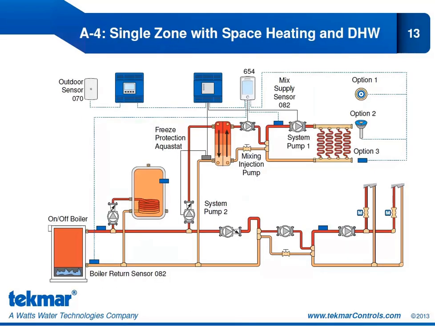Application 4 shows the 654 as part of a larger control solution. So here, if we look at the overall system, we are doing some space heating and some domestic hot water in addition to our snowmelt. We have our 654 that's connected to a wiring center, and the wiring center in turn is connected to a house control. So the house control would be operating the boiler, the domestic hot water, and the space heating.